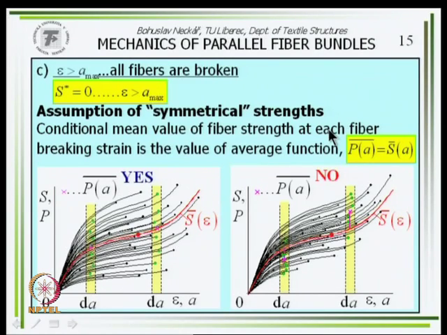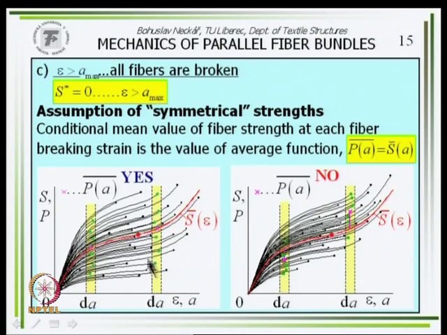Well, sometimes it's possible to use some assumption which I call the assumption of symmetrical strength. It is valid on our left picture, but not on our right picture. I will explain it. Let's imagine the situation like on our left picture. In this differentially small strip exist some endpoints of force-strain curves of fibers. There are our green points here. The conditional mean value of strength from these green fibers only is lying on our average function here. Okay?